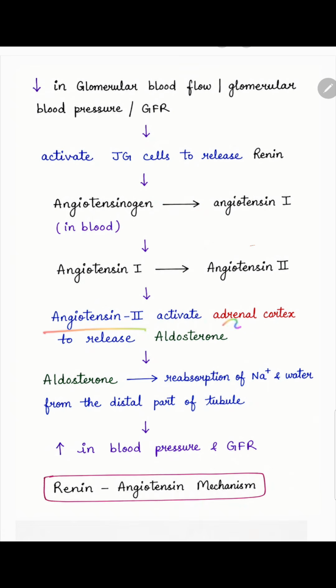Angiotensin 2 activates the adrenal cortex to release aldosterone, and the aldosterone then increases the reabsorption of sodium and water from the distal part of tubule. As a result, there is an increase in blood pressure and glomerular filtration rate. This whole mechanism is known as renin-angiotensin mechanism.